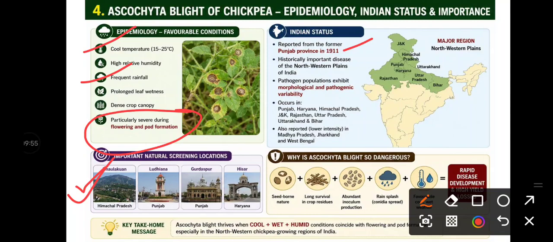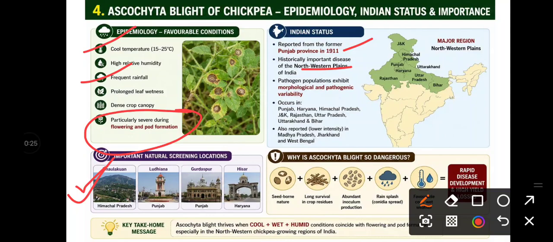Then historically, the disease was important in the northwestern plain because of the climatic condition. The pathogen population exhibits morphological as well as pathogenic variability, mostly in Punjab, Haryana, Himachal Pradesh, the northwestern part. And it is reported in lower density in Madhya Pradesh, Jharkhand, West Bengal.